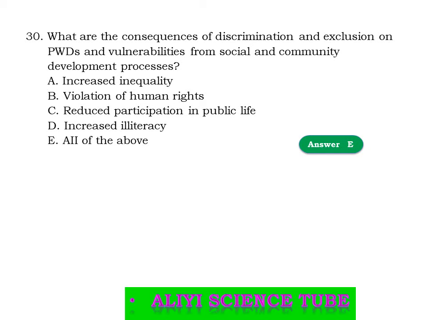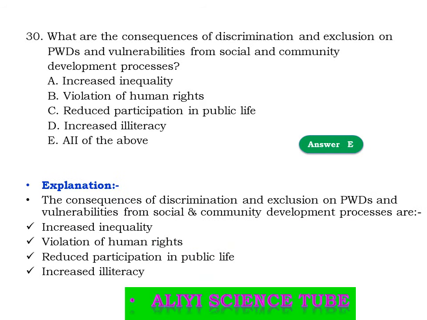So the answer is perfectly E. The consequences of discrimination and exclusion of persons with disability and vulnerability from the social and community development process are all of what is given in the choices. So the answer is perfectly E.